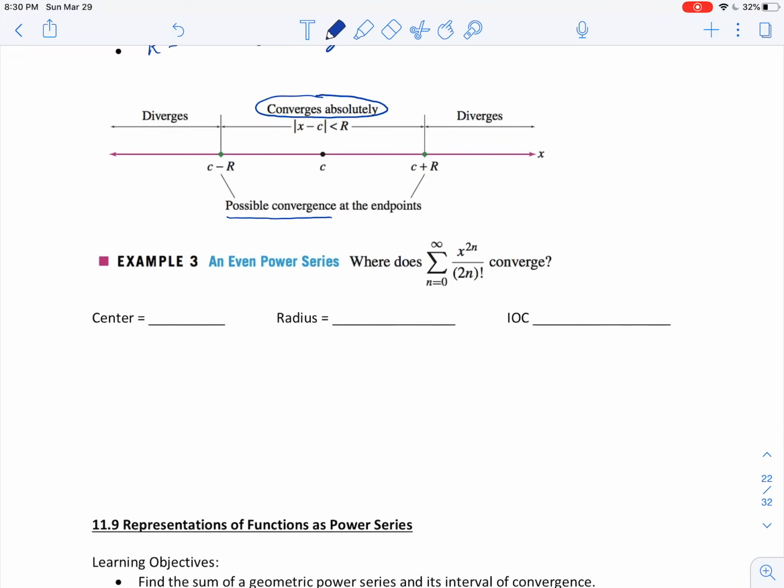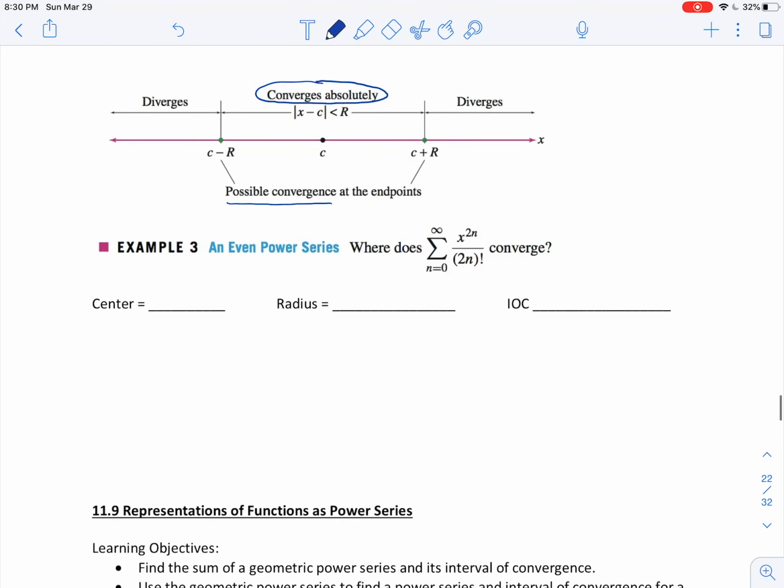All right, so we only have one more example to do. So let's go ahead and jump in and do this. We've got one more. This is an even power series because notice 2n is an even number, both in the numerator and the denominator, so we call that even. We want to know where this power series converges, so we're trying to find the interval of convergence.